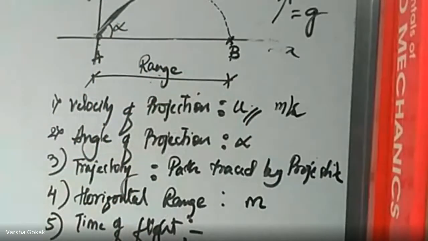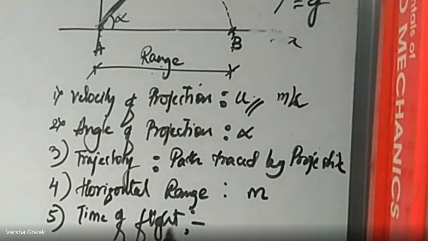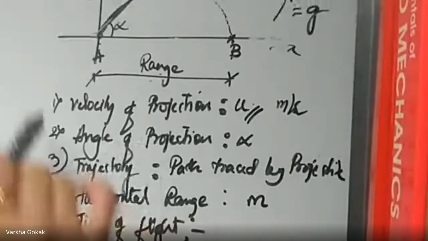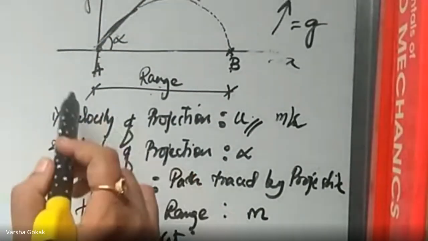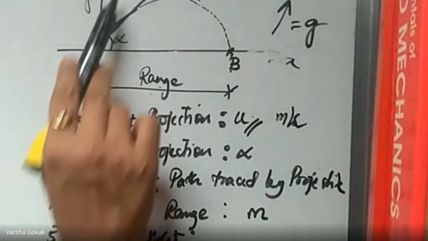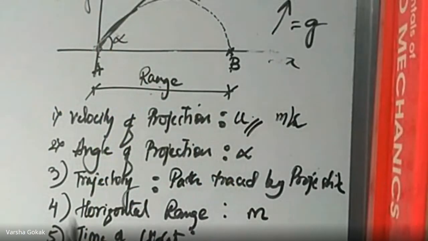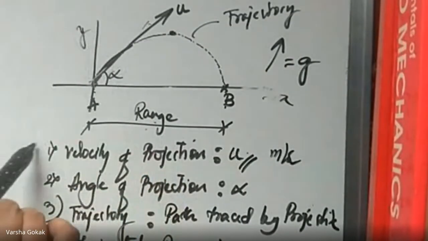Okay. Time of flight. Now what is time of flight? Time taken to reach from A to B. Correct. The time required for the entire flight, or the time interval during which the projectile is in motion, is called time of flight. Okay.